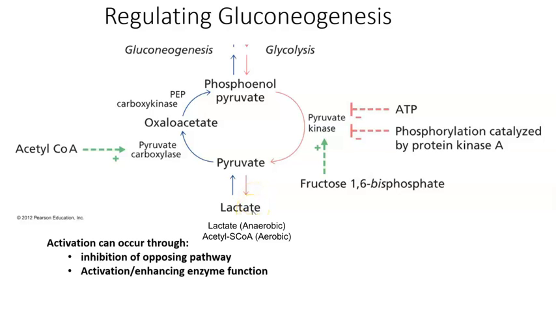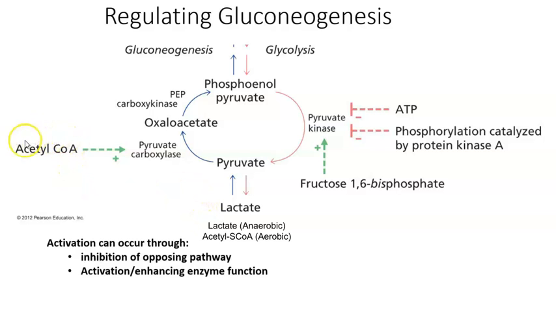Now, you can see here that if we have pyruvate, we're going back up to oxaloacetate and making phosphoenolpyruvate. Acetyl-CoA is actually a positive activator, an allosteric activator of pyruvate carboxylase. This kind of makes sense if you think about it. Acetyl-CoA, remember, is a downstream product of pyruvate, which gets transferred to acetyl-CoA in the mitochondria.